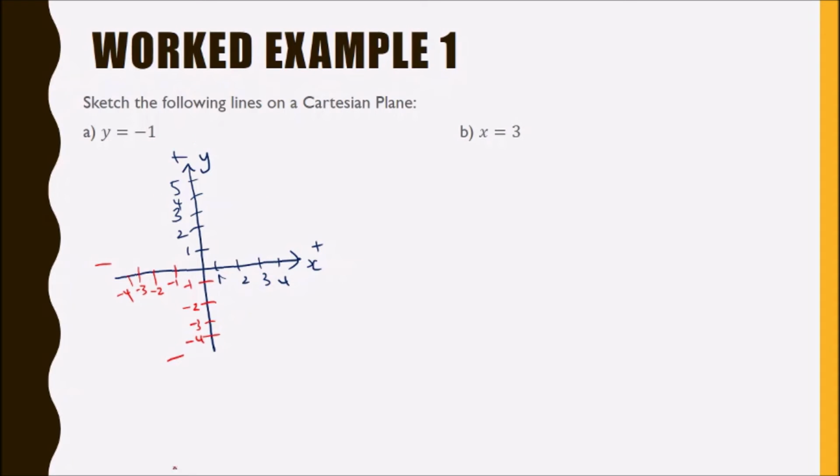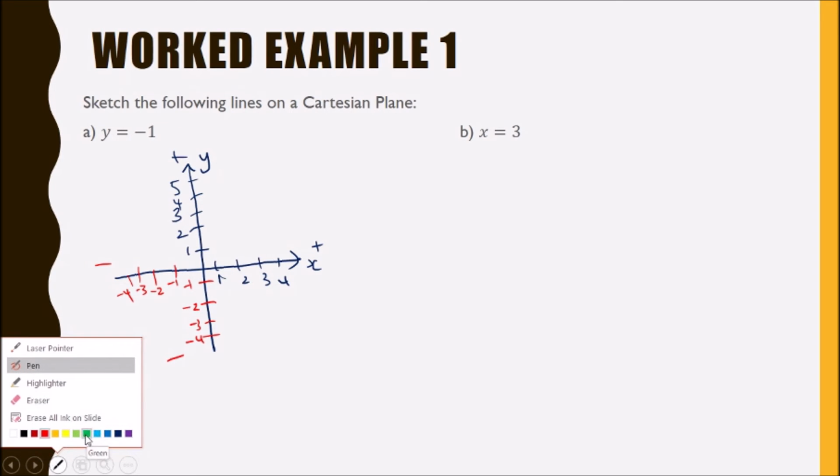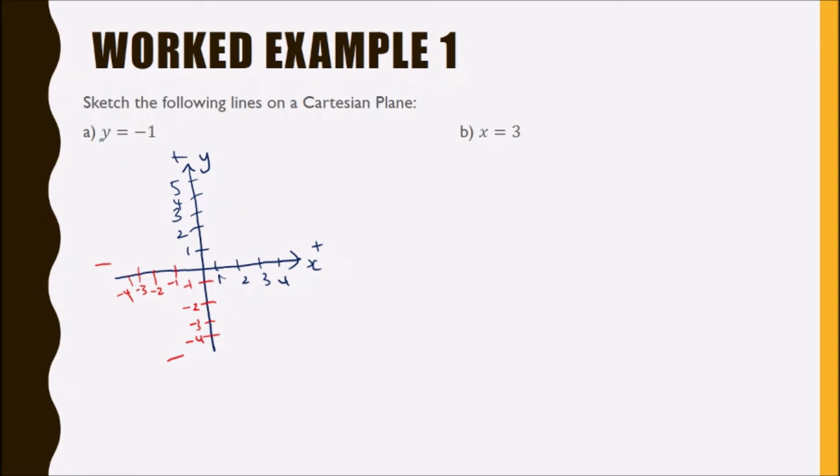Now it says y equals -1. So what you need to do is find -1 on the y-axis. The y-axis is here, so y -1 is about here. All you have to do is draw a line through y equals -1. You must make sure that you label that line, otherwise I don't know what that is, or your teacher doesn't know what it is.